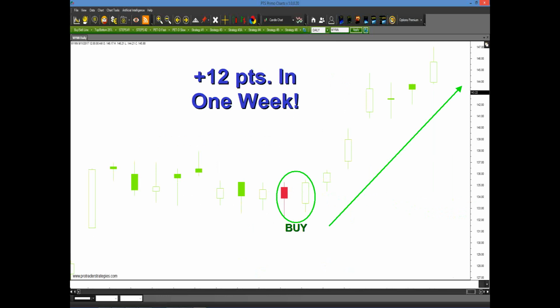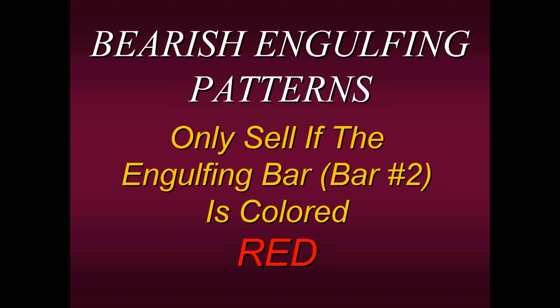This is the beauty of having an early trend detector with candlesticks. Now, we can do the same thing for bearish engulfing patterns. If you're not familiar with bearish engulfing patterns, they're the same thing. They're just for selling or for going short. So we only want to sell if the engulfing bar, that's bar number 2, is colored red. All right?